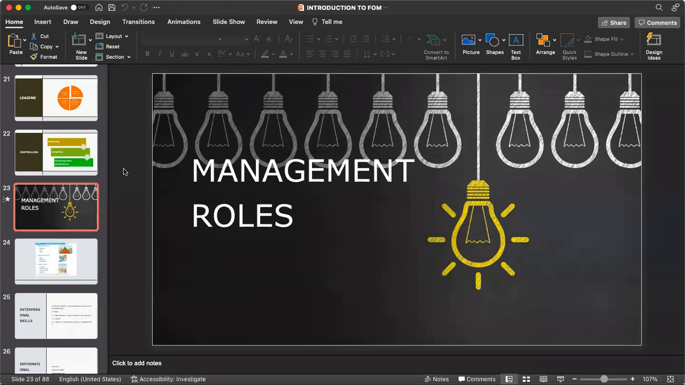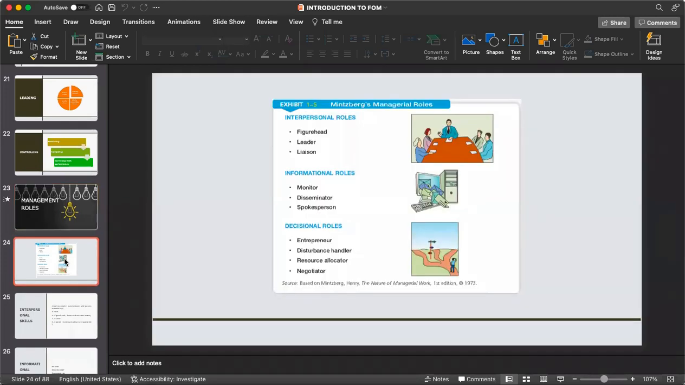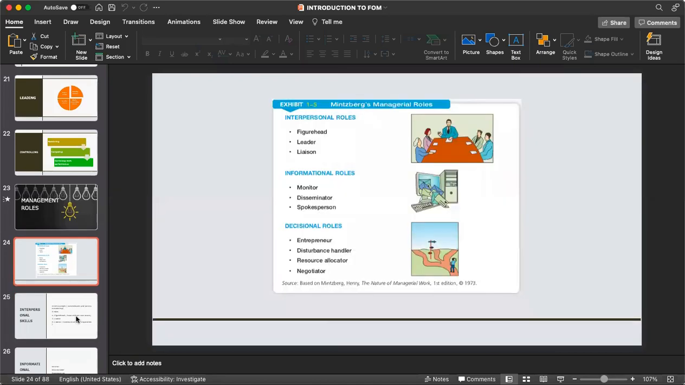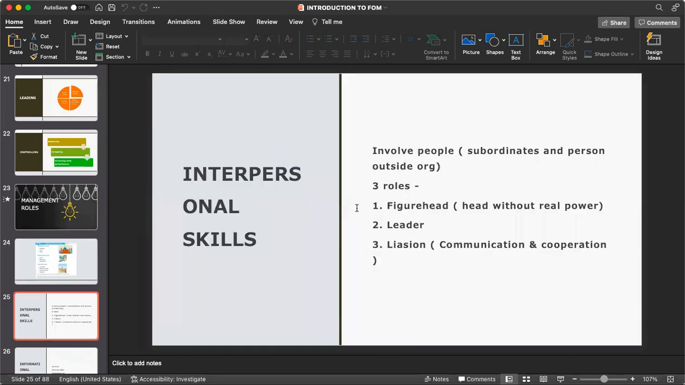Now, when we discuss the different management roles, there are interpersonal roles, informational roles, and decision-making roles as well. So they are different. When you talk about interpersonal roles, we have the figurehead, the leader, and the liaison as well. We'll discuss all these terms one by one. Let's start with the interpersonal skills first.